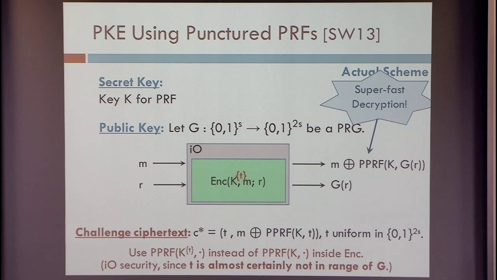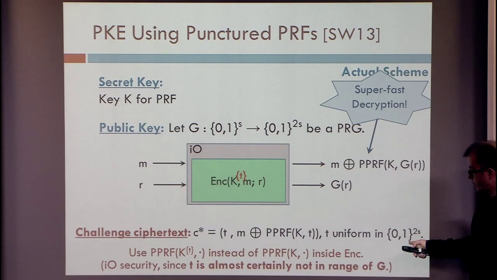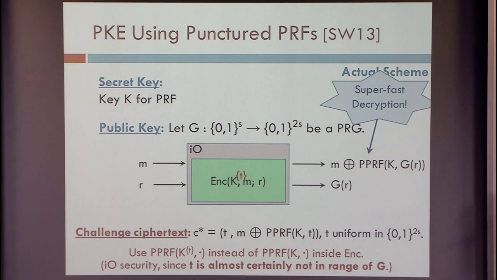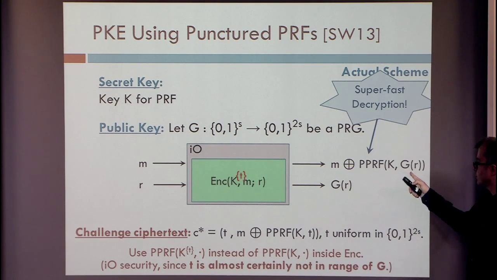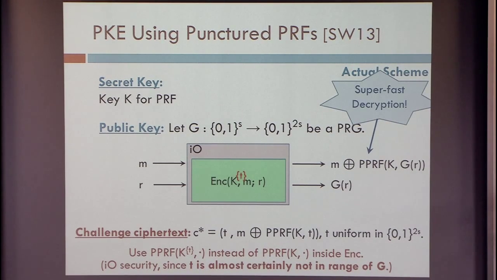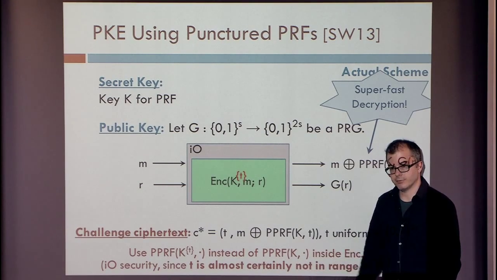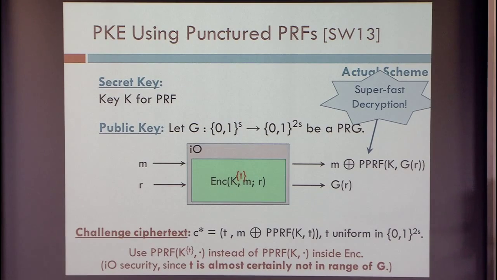Now, kind of like before, it's probably not the case that T is in the image of the PRG. Almost certainly it's not the case. So this PPRF here is never going to evaluate on this new T, because it's just not in the image of G. So, without changing the functionality of the program, I can puncture the PRF at T, because it's never going to evaluate it there. Everything's the same, I just use this punctured PRF key inside there. Does that make sense? And so that's indistinguishable by IO security because I didn't change the functionality, with overwhelming probability.